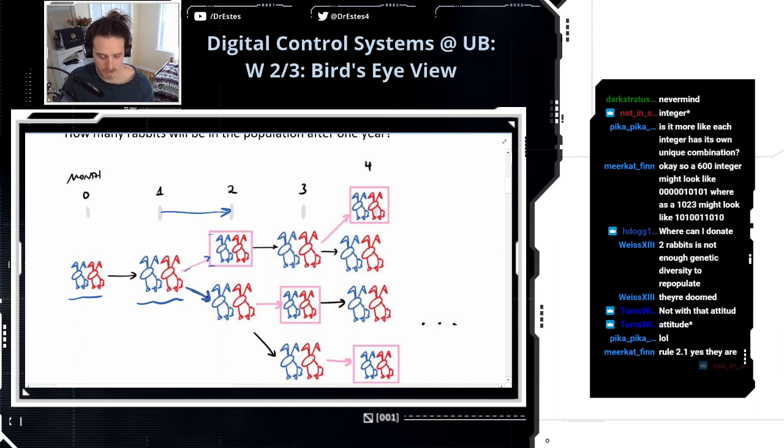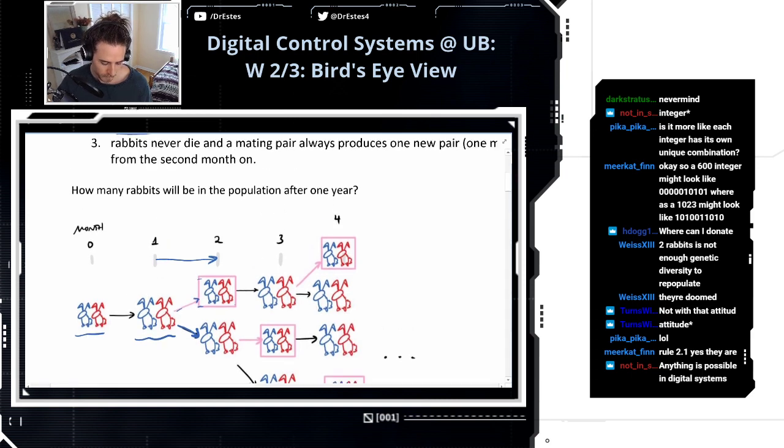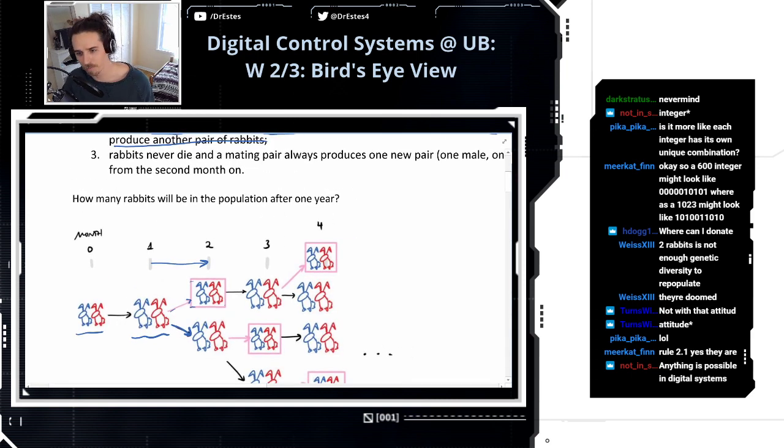And the parents lived on. Rule 2.1: anything is possible in digital systems, okay? Now here's the freaky property that you just have to accept, and that's that rabbits never die.